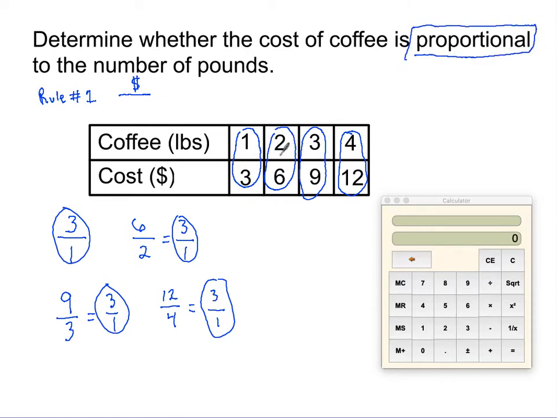Okay, so if you have a table of data, all you have to do is set up some ratios, simplify them to see if they simplify to the same thing. If they do, if they all simplify to the same thing, you have a proportion. If any one of these is different, if any one of these had been different, then we could not claim it's a proportional relationship. Okay, so let's move on and look at a couple more examples.